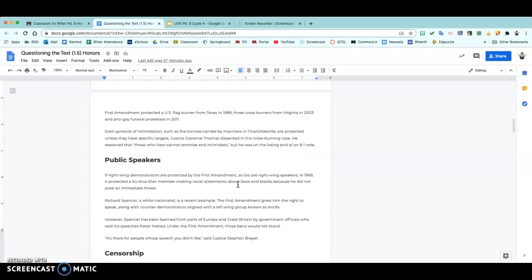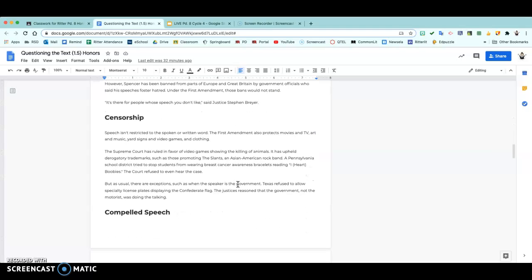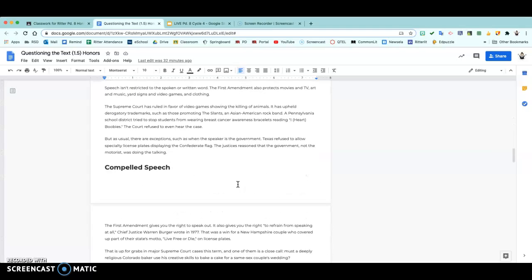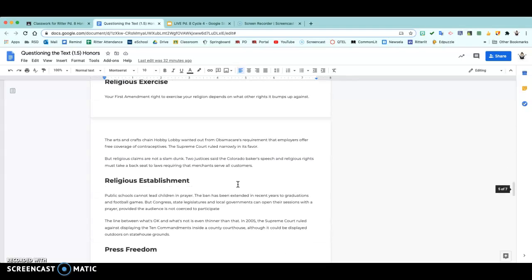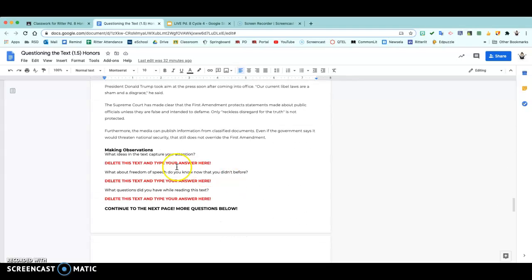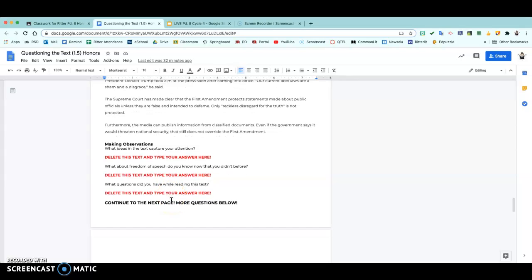You are reading through the article, noting questions or unknown words as you go. And then answering the making observation questions, which are opinion questions. So, what ideas from this article were interesting to you? What did you learn about freedom of speech that you didn't know before? And what is a question or two that you had while reading this?